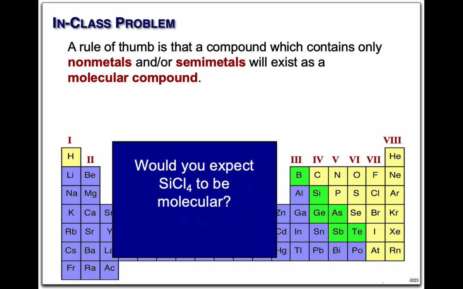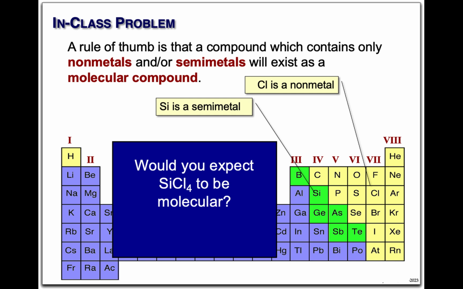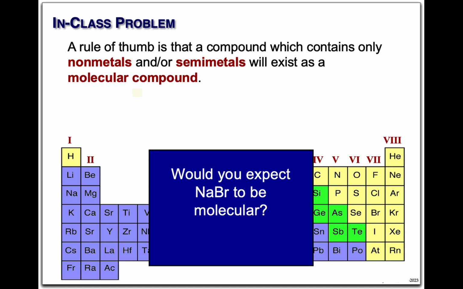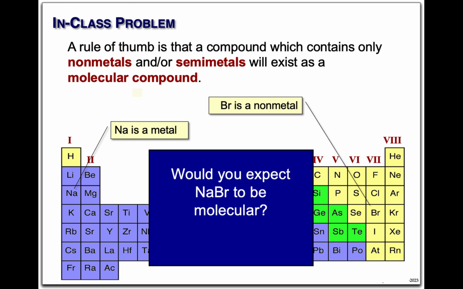Silicon tetrafluoride. Silicon, it's a semimetal. Fluorine is a nonmetal. This is a molecular compound. Sodium bromide, once again, metal, nonmetal, it is ionic.